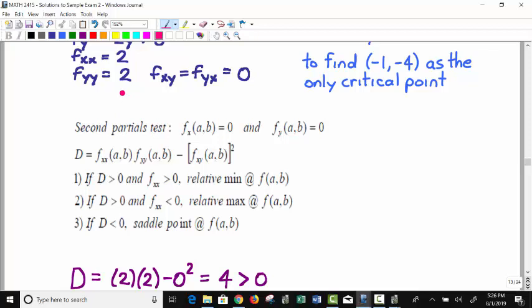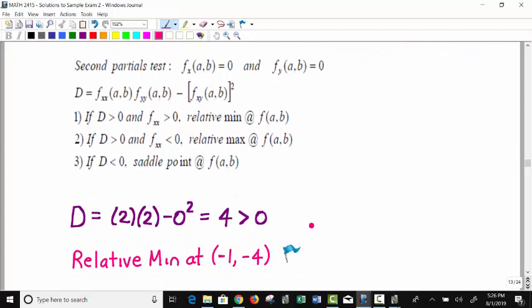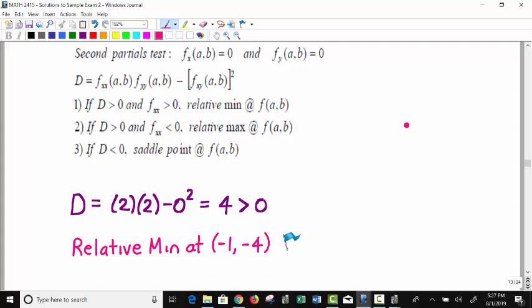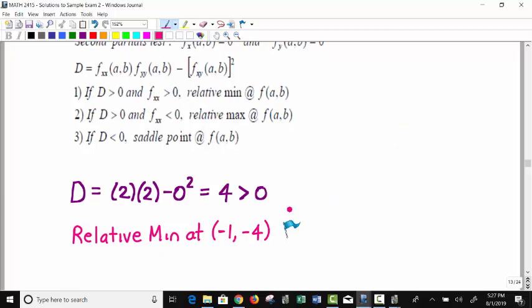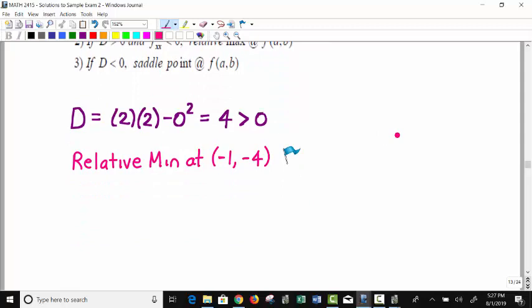So fxx is 2, so we're using this formula right here. Fyy is 2, fxy is 0: 2 times 2 minus 0 squared. 4 is greater than 0, of course. So if D is positive and fxx, which is positive 2, is positive, if those are both positive, you have a relative min at that point. So you have a relative min at -1, -4. All right, so there we go.